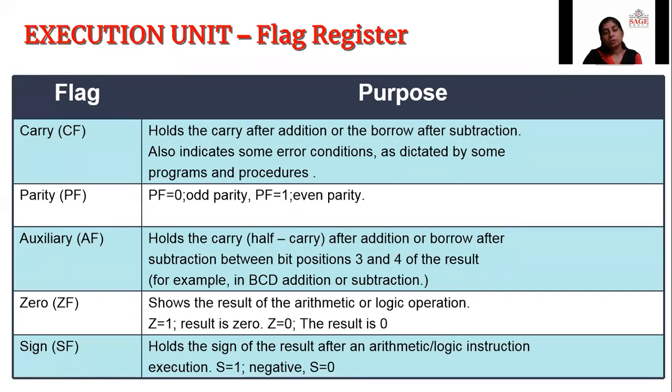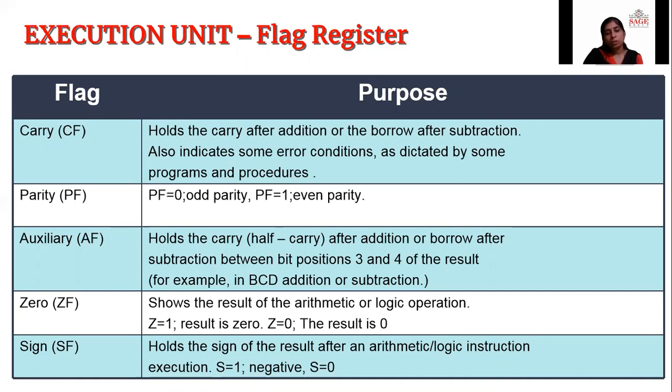The functions of these flag registers are given. The carry flag holds the carry after addition or borrow after subtraction. Parity: if odd parity is there, the value of PF will be 0. If even parity, PF is 1. The auxiliary flag holds the carry after addition or borrow after subtraction between the bit positions 3 and 4 of the result.